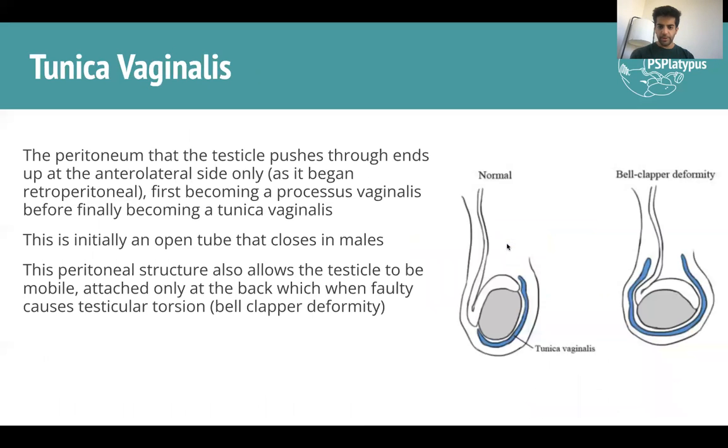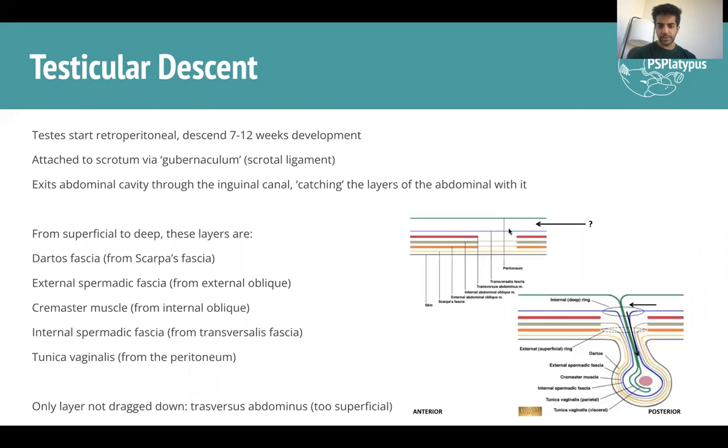So if we look at these photos, these diagrams, this top one is your layers of the abdomen as we learned them earlier. So in the actual abdominal region: external, internal obliques, transversus abdominis, transversalis fascia. Now between the transversalis fascia and your peritoneum is where your retroperitoneal organs are. So that is where your testes would start off in embryo.